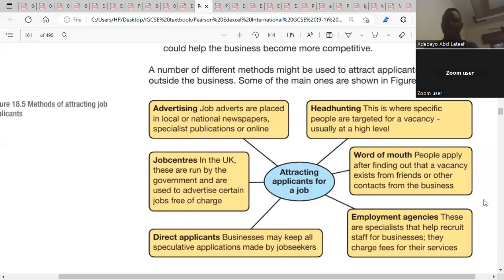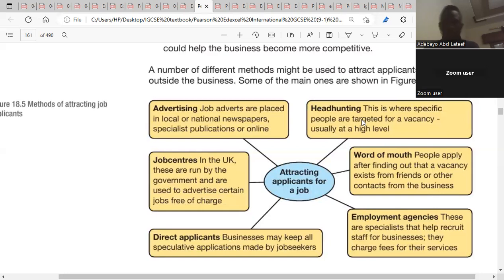Head hunting is basically for the directors. Here, you make a list of people that you want and you choose amongst them. That is head hunting. But this is for the directors, not just for workers. Maybe you can name 4 or 5 directors and you choose the best amongst them.